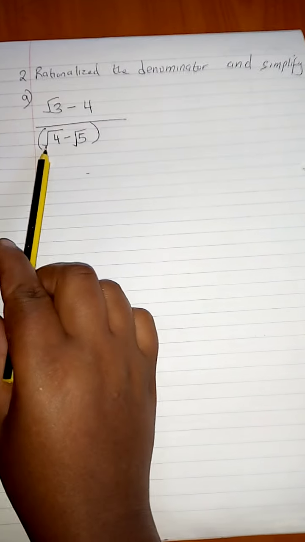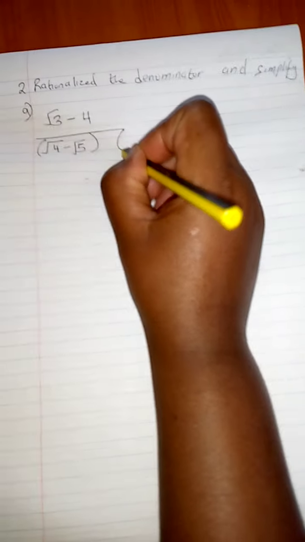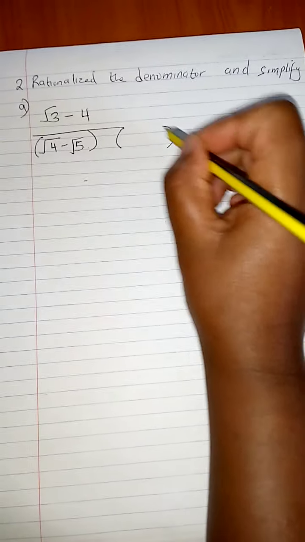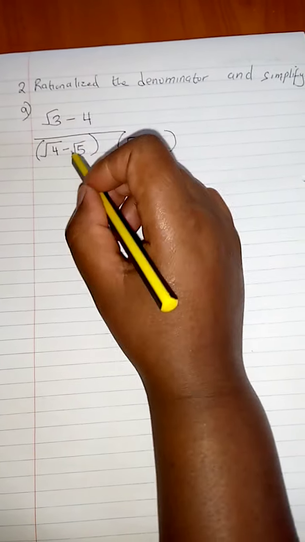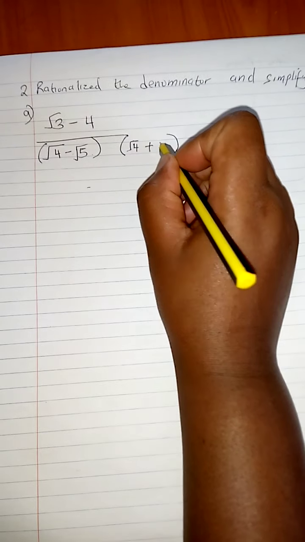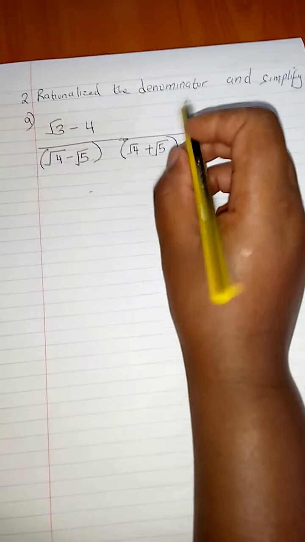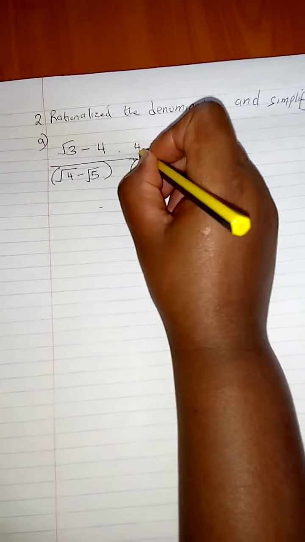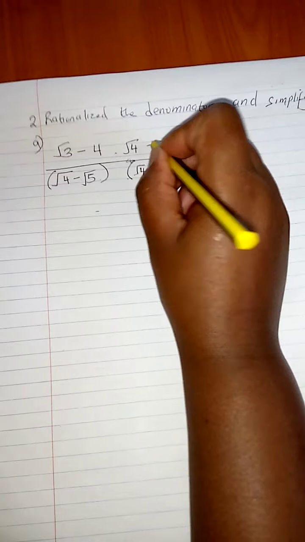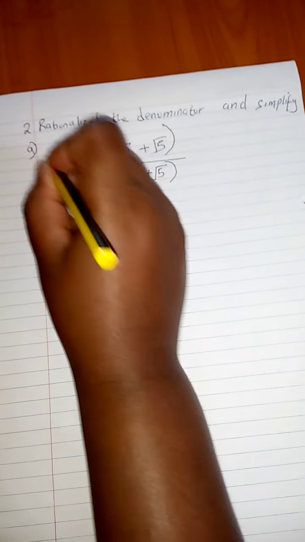Conjugate of the denominator means that we multiply with another bracket, the same as this one, but with a different sign. So introduce the same bracket like this, root 4, and then here we change the sign. Our sign will be the opposite of the first one, root 5. So what we do on the numerator, we also do on the denominator. So root 4 plus root 5. So we get it like that.